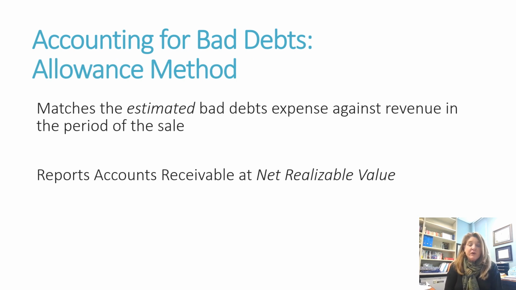So most companies are going to use the allowance method because it matches the estimated bad debt expense against revenue in the period of the sale. It requires that we estimate bad debts expense. The other advantage is that it reports accounts receivable at net realizable value or cash realizable value. In other words, the amount of cash that we actually expect to collect.